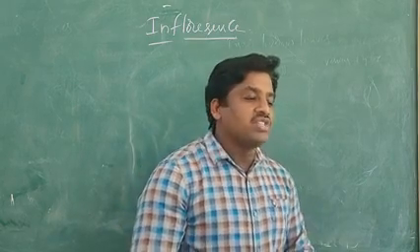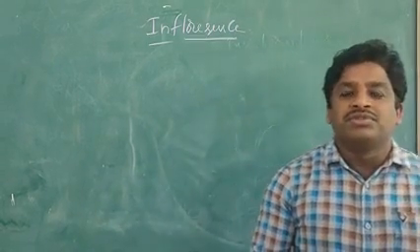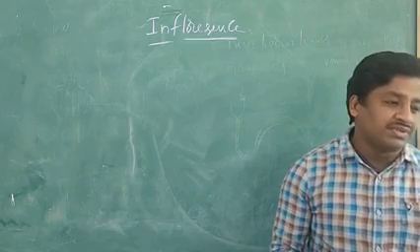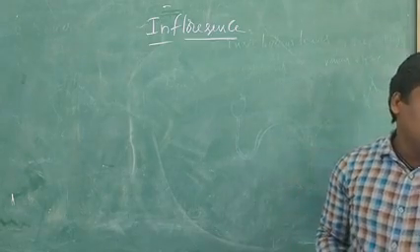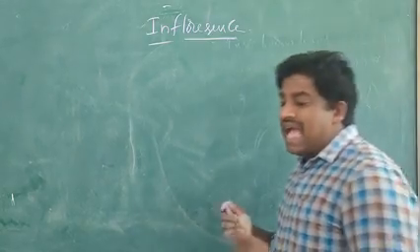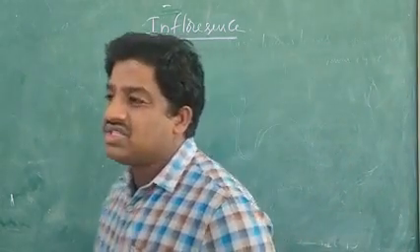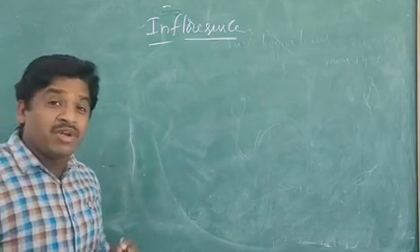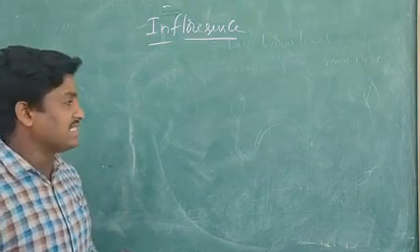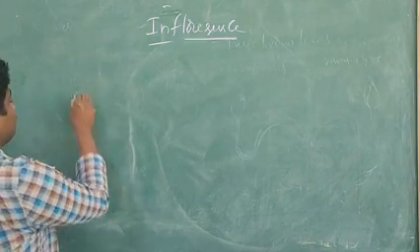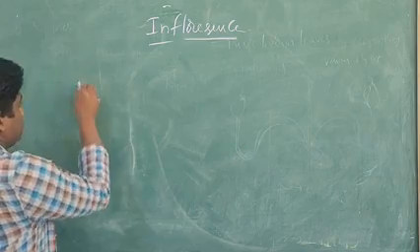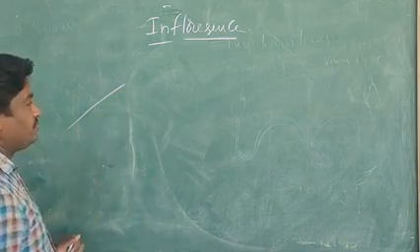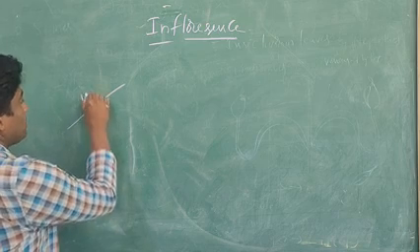Actually, how is this inflorescence formed? The arrangement of flowers on the floral axis. Suppose, see this one. Here you can see this is the flower.